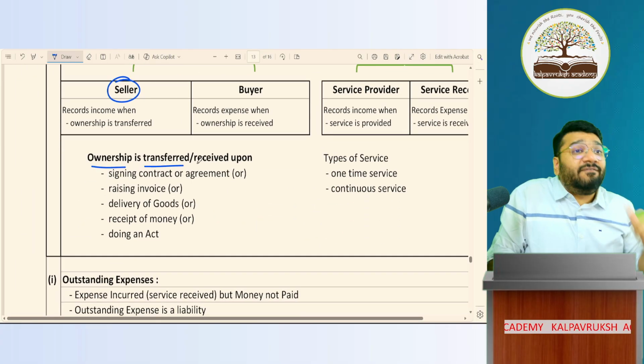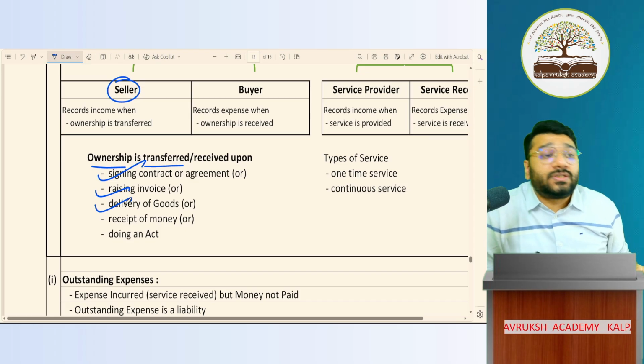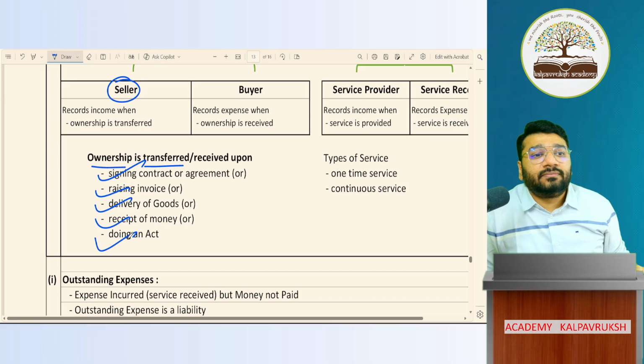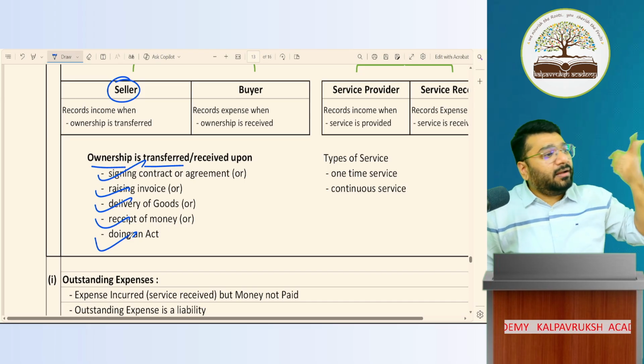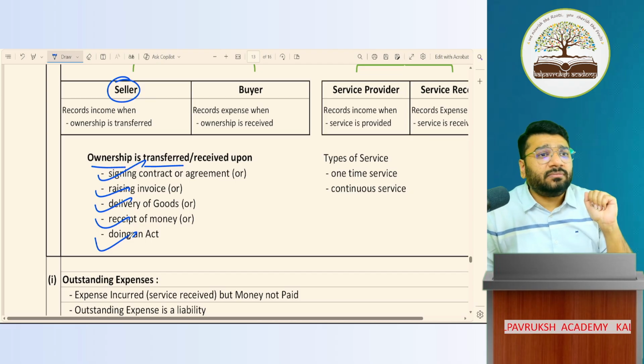Ownership is transferred either upon signing a contract, or upon raising invoice, or upon delivery of the goods, or upon receipt of money, or upon doing an act. If any one of these is triggered, that is the date when the ownership is transferred. Got it, not got it?